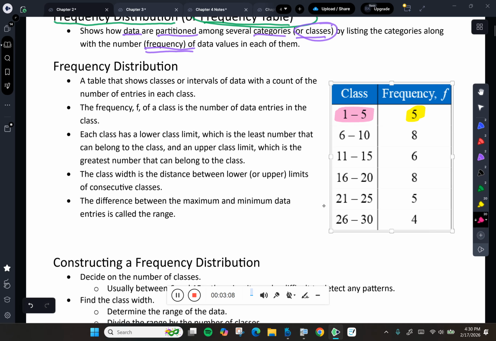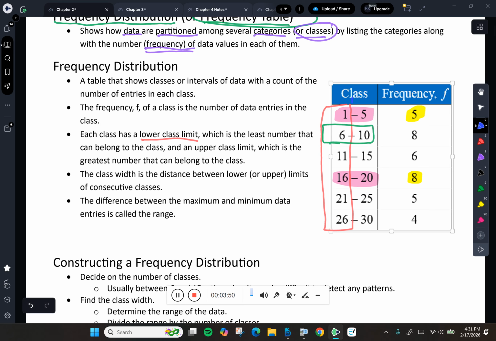Same thing is true with every other class. For example, this class right here is 16 to 20, and that frequency is an 8. Well, that tells me there were 8 values somewhere between 16 and 20, inclusive. Right? Now, it goes further. We have names. All of these numbers right here, those are all called lower class limits. So when I take a look at this, if I'm talking about this right here, the 6 to 10, then the lower class limit of the second class is 6. The lower class limit of the third class is 11, and then 16, 21, and 26, and so on.